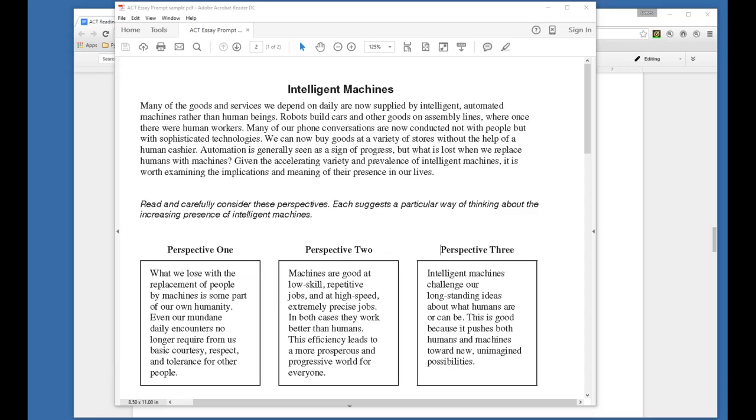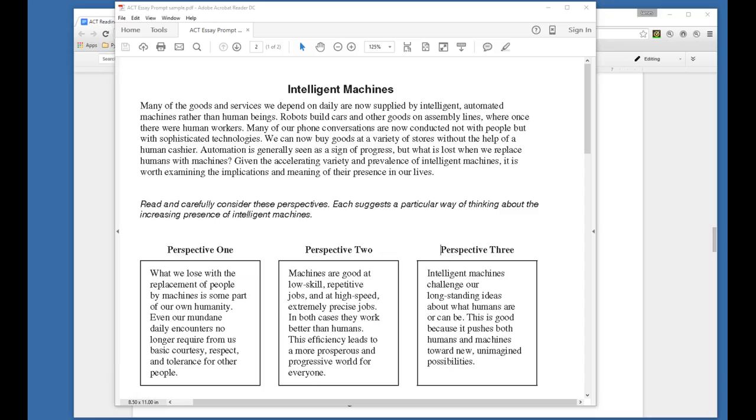Look at that last sentence, right? The last sentence to get a sense of what perspective two thinks. More prosperous and progressive world. Yeah. So they think it's a good idea. So perspective one thinks we'll lose our humanity and respect for each other. Perspective two thinks that we won't have to do dangerous, low skill, precision jobs anymore because machines can do them and that everybody will be happier.